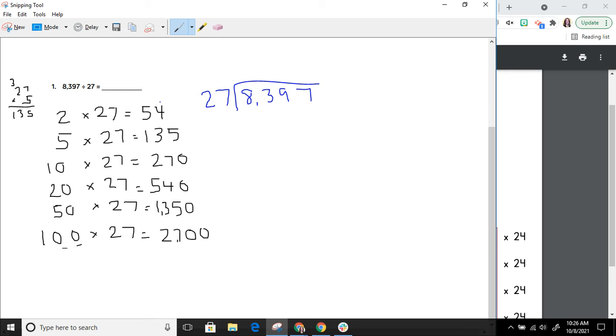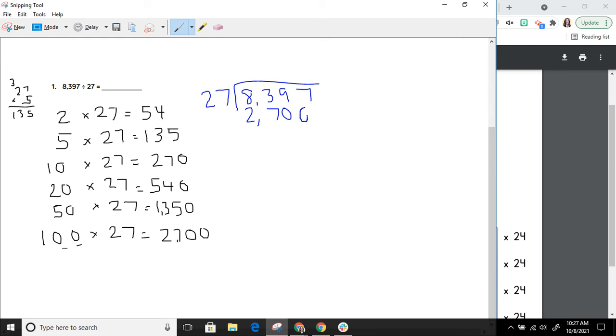So I'm going to look at our answers: 54, 135, 270, 540, 1,350, 2,700. I'm going to choose one of these that's closest to 8,397. The closest number here is when we did 100 times 27 and we got 2,700. That's the closest we can get to 8,397. It's still pretty far away, but it's close enough, right? It's closer than all the other numbers. So what you do is you take the number that you're going to use, 2,700, and you're going to write it under the dividend, which is 8,397.